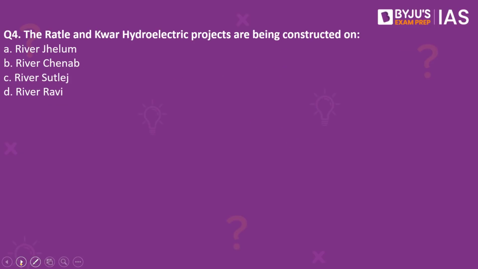Moving on to question number 4. The Ratle and Kwar hydroelectric projects are being constructed on option A, River Jhelum, option B, River Chenab, option C, River Satluj, option D, River Ravi.